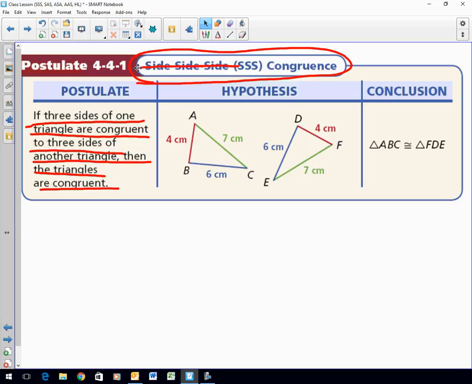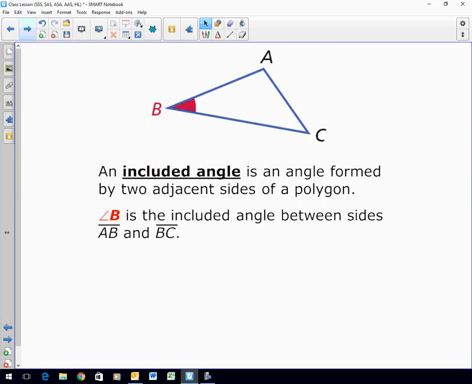All right, how does this work? First, we got to talk about this. You should know what this is, but let's make sure we got it down. An included angle is an angle formed by 2 adjacent sides of a polygon. Angle B is included between sides AB and BC. When AB hooks up with CB, they meet and form angle B. We call B the included angle between AB and BC.